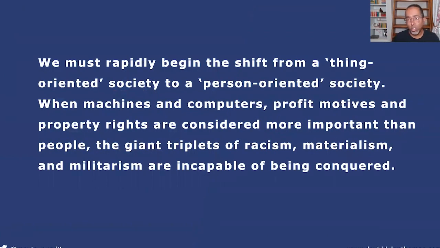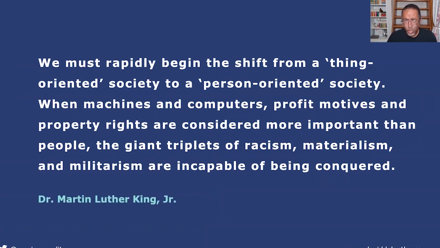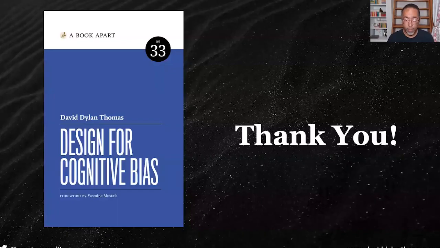We must rapidly begin the shift from a thing-oriented society to a person-oriented society. When machines and computers, profit motives, and property rights are considered more important than people, the giant triplets of racism, materialism, and militarism are incapable of being conquered. Now, this is not some software guru giving a TED Talk. It's Martin Luther King. Over 50 years ago, he saw this to be true, and it is only more true today. So the question I will leave all of us with is, how can we define our jobs in a way that allows us to be more human to each other? Thank you.